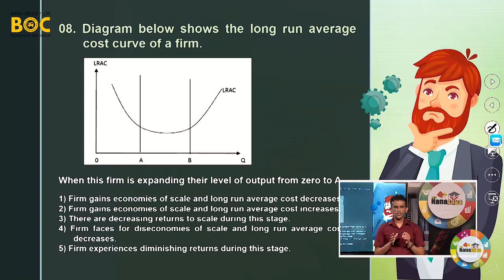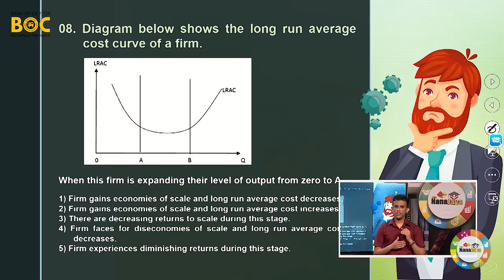The economic theory which explains the behavior of the long run production process is the law of returns to scale. The law of returns to scale identifies the relationship between the percentage change in the inputs and the percentage change in the outputs.